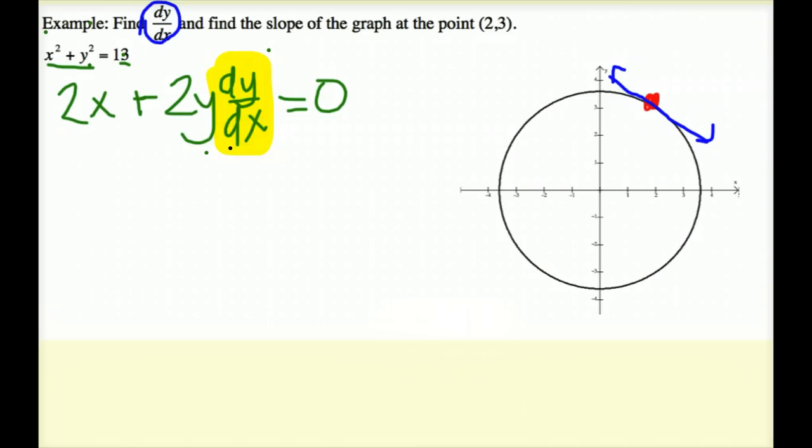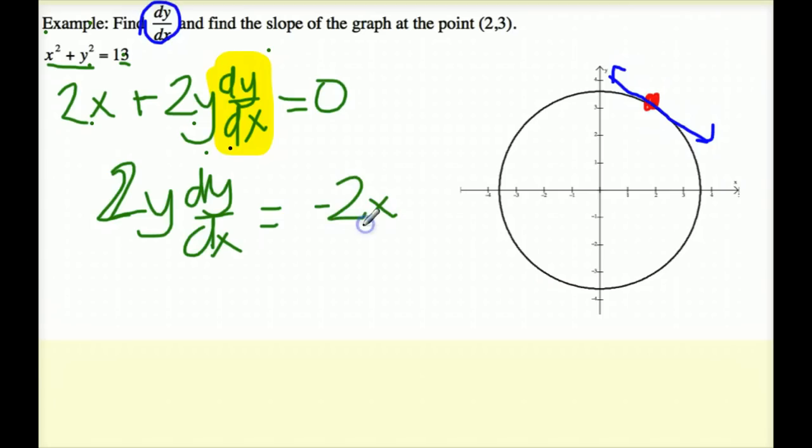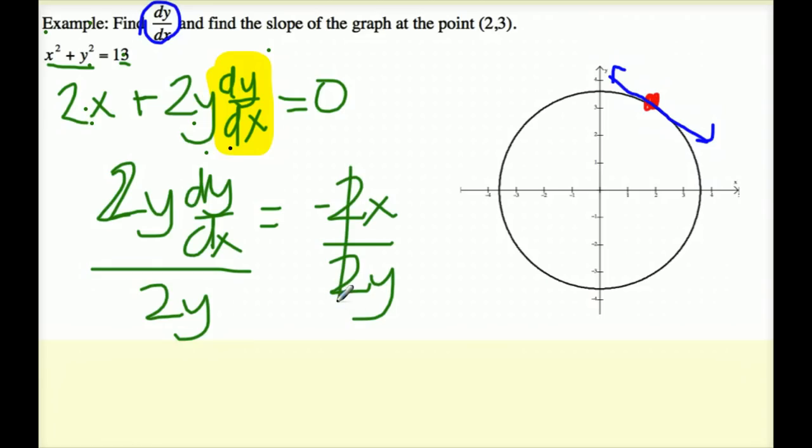Let me get my pen again. So in order to do that, I need to move over this 2x and this 2y. So my first step is 2y dy/dx is equal to negative 2x. So I subtracted this from both sides. And then to get my dy/dx by itself, I need to divide by 2y. So divide by 2y. If you notice, my 2's cancel out, and we get dy/dx is equal to negative x over y.